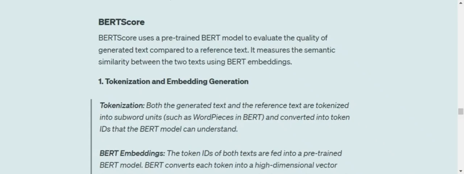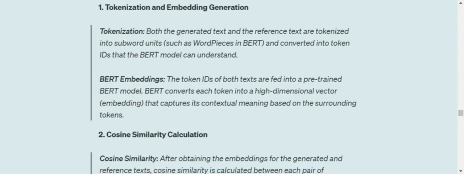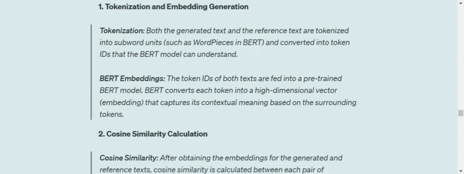It will be tokenized into subword units using WordPiece from BERT. I think you must know WordPiece, the tokenizer used for BERT, which converts text into token IDs that BERT understands. So basically we need to feed these words, whatever has been generated and the ground truth, into BERT to generate BERT embeddings. So the first step is to generate BERT embeddings.